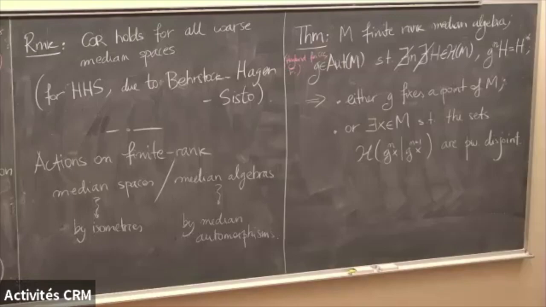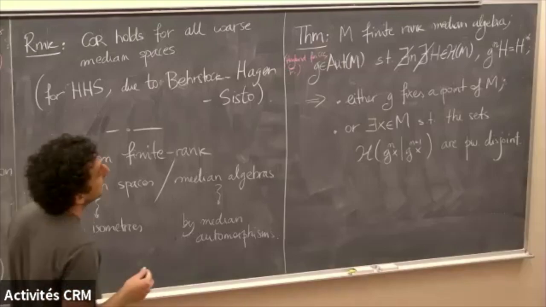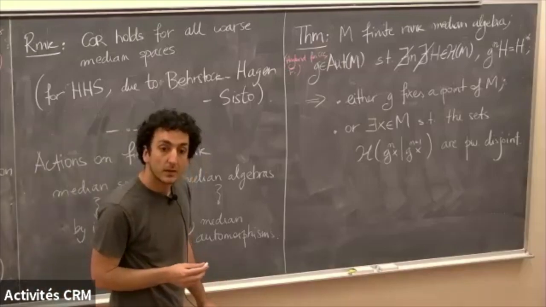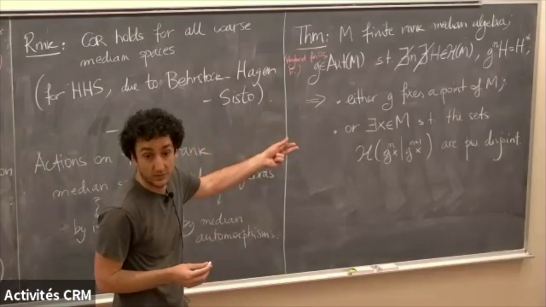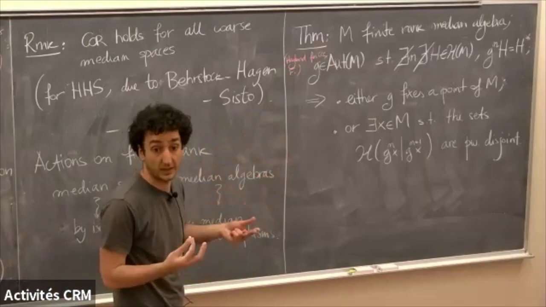So you said the identity still works if you're not finite rank with the algebra. Yeah, if it's not finite rank, it's not true in general. There are isometries of L1 things that are parabolic.